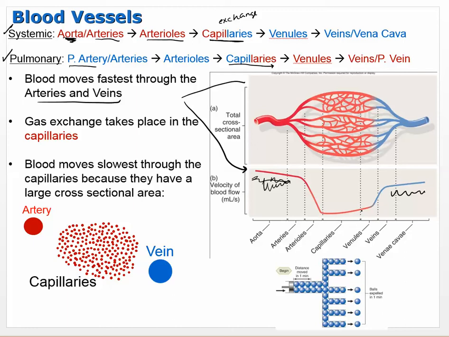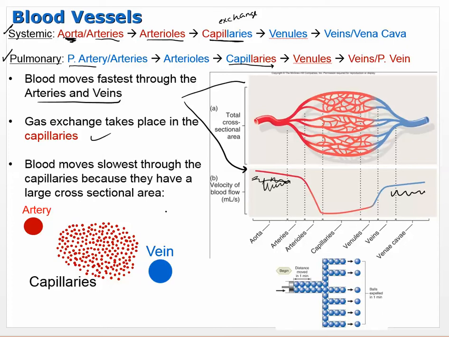Notice that we're talking about velocity, not pressure. Pressure continually gets lower and lower as it moves through the system, but as far as velocity, it gets very slow in the capillaries because it has to, because that's where exchange is taking place. We want to give plenty of opportunity for that oxygen to leave and the carbon dioxide to come back, or the nutrients or whatever.